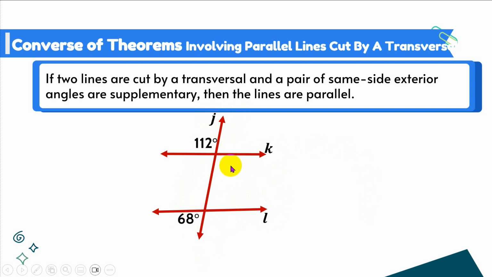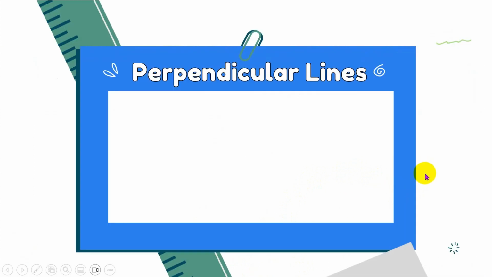112 plus 68, is it 180? If yes, therefore we can conclude that these two lines are parallel. Okay? Line K is parallel to line L or line L is parallel to line K. Next, perpendicular lines. So, ano ba ang natatandaan nyo when it comes to perpendicular lines?